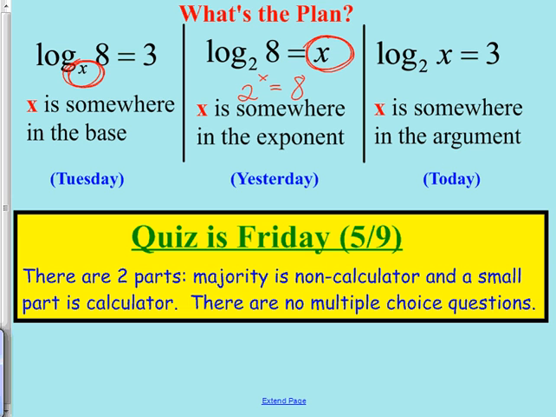So this is the exponent spot, and you can solve that with a different kind of method. And then here's the third kind, if you have an x in the argument. All right, let's get to some problems.